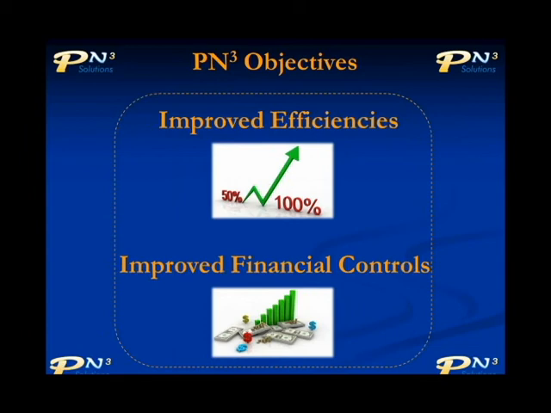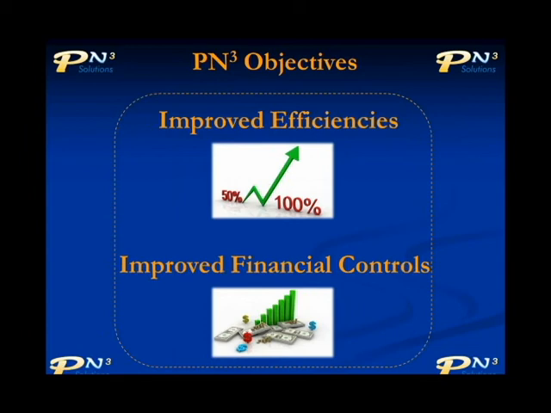But the two things we hear more than anything else in terms of why organizations are looking to implement either both a purchasing and an AP automation tool or strictly looking for AP automation, they tell us over and over again that improving process efficiencies and improving their financial controls tend to be the two primary reasons. And so I want to talk about both of those in a little bit greater detail before we kick off the demonstration.